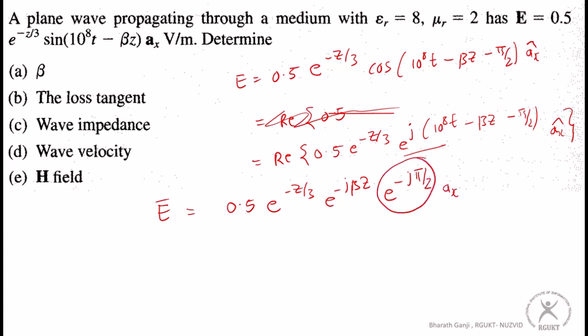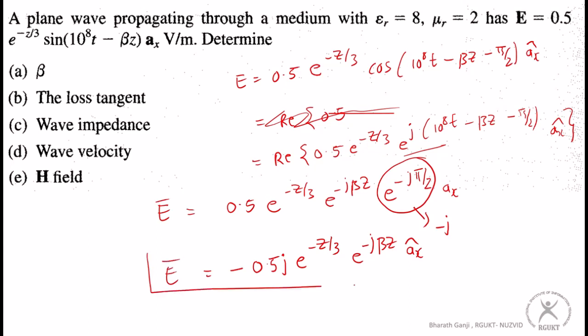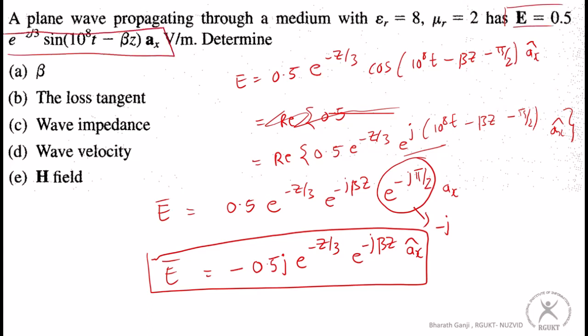What is e^(-jπ/2)? It is simply -j. So I can write this as -0.5j e^(-z/3) e^(-jβz) a_x. So this is your electric field expression in phasor form. The equation here and this equation here are both the same. One is in time domain, the other is in phasor domain.